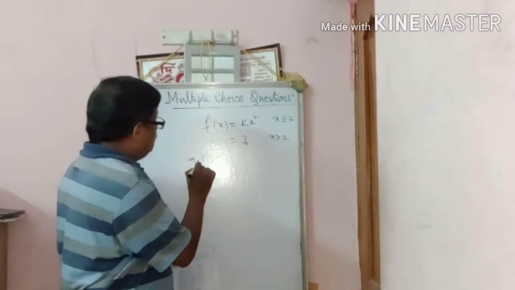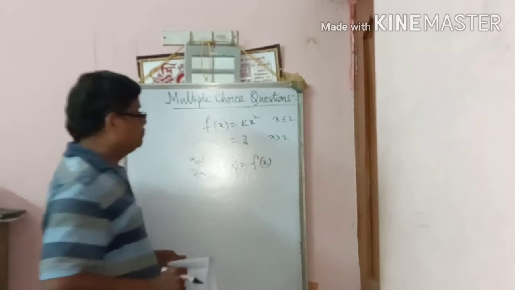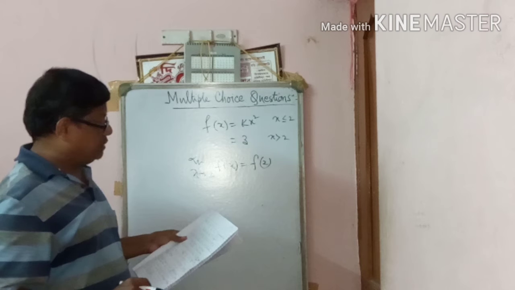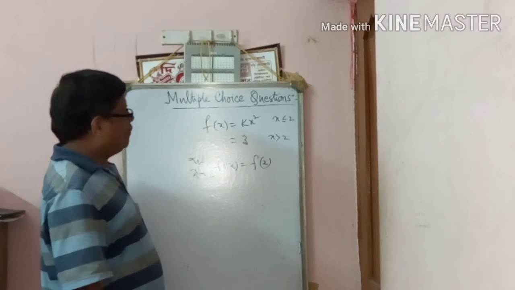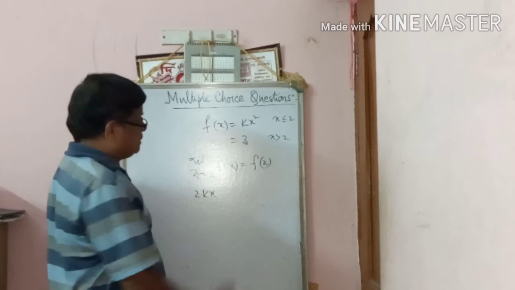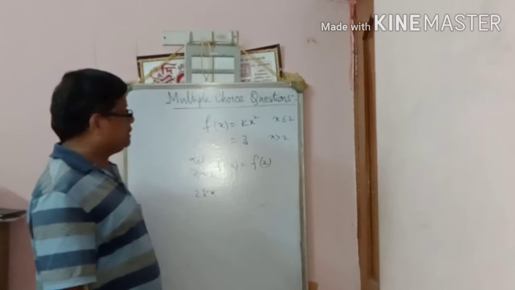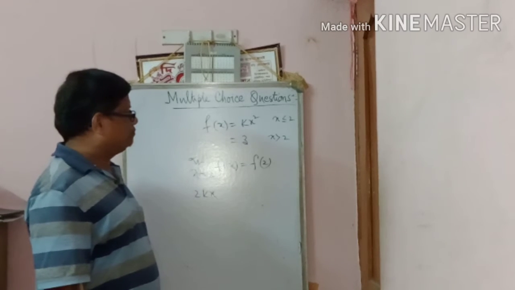How to solve? So no need to prove continuity, it is given that the function is continuous at the point 2. So first I write the limit as x tends to 2 of f of x equals f of 2. Here f of 2 we can write as twice kx, the limiting value.